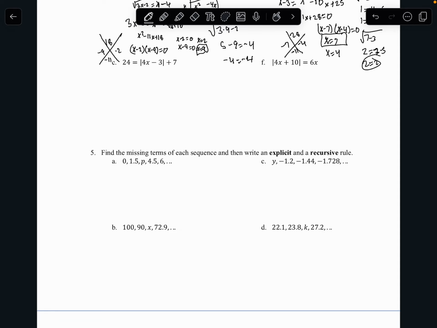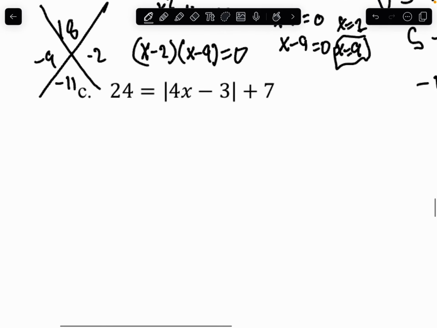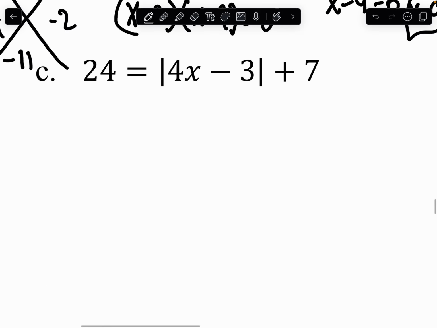Alright, I'll finish up the last few problems. So we got 24 equals the absolute value of 4x minus 3, plus 7. First we're going to subtract 7 to get the 4x minus 3 by itself. So we get 17 equals the absolute value, I forgot what these are called, of 4x minus 3.